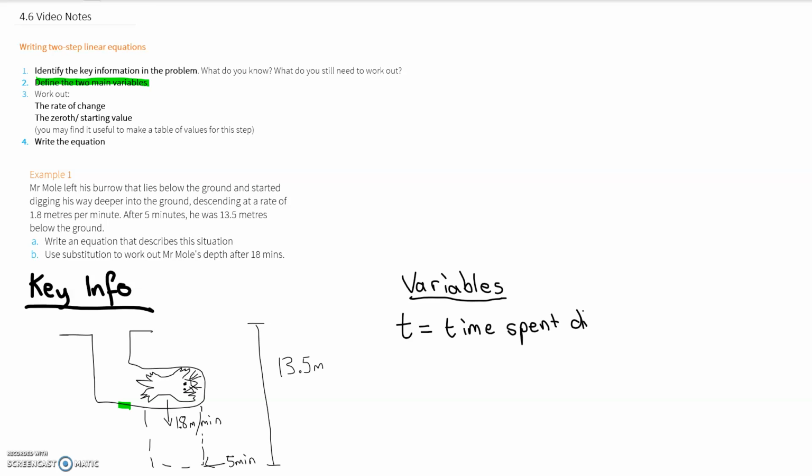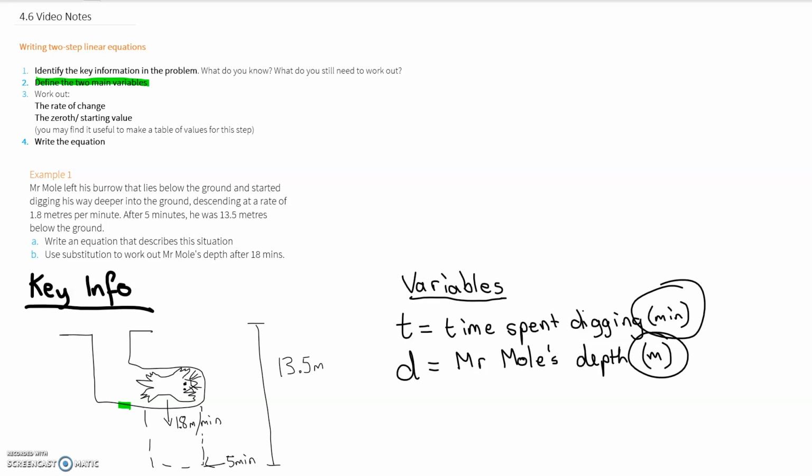And have a think, what does the time spent digging actually affect? Oh, well, it affects how deep he gets. So let's define that as well. And I'm going to say d equals Mr. Mole's depth in meters. And see how I've put my units on each of my variables. Really important.